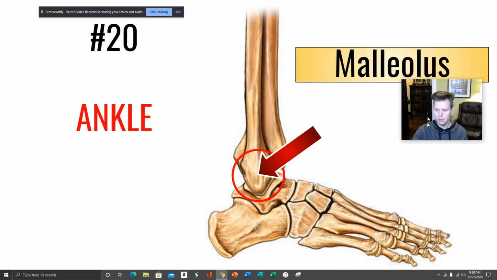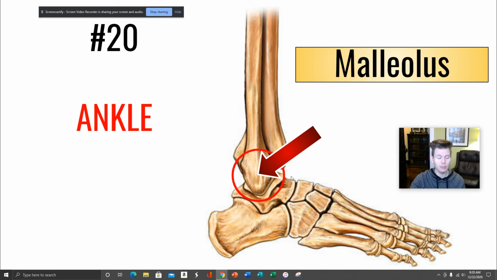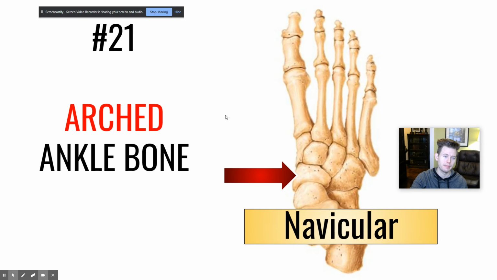Ankle bone is called your malleolus. Now, technically you have two ankle bones. You have one on the inside and outside of your ankle. This one would technically be the lateral malleolus, and the one on the inside edge would be the medial malleolus. But since I want to keep this to 30 terms, just know in general that the bony bump at the base of the tibia and fibula, those are called malleolus.